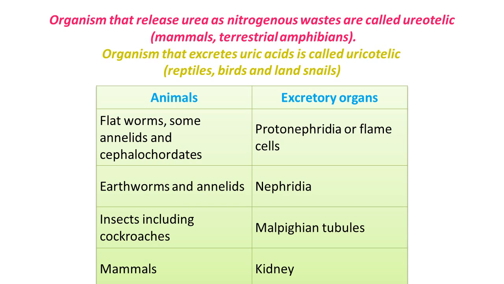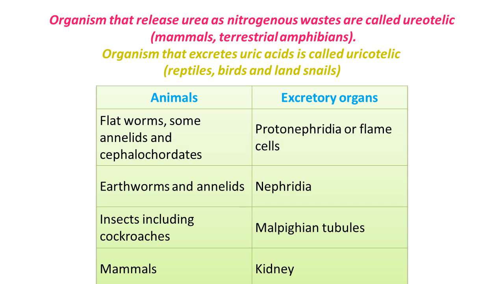So these are the third type of animals on the basis of their type of nitrogenous waste removal. Here, uric acid is removed as a nitrogenous waste from their body, and that's why they are known as uricotelic animals. Examples of these animals are reptiles, birds, land snails, and insects. So now we can easily understand the classification of animals on the basis of the type of nitrogenous waste, and they are classified into three types.